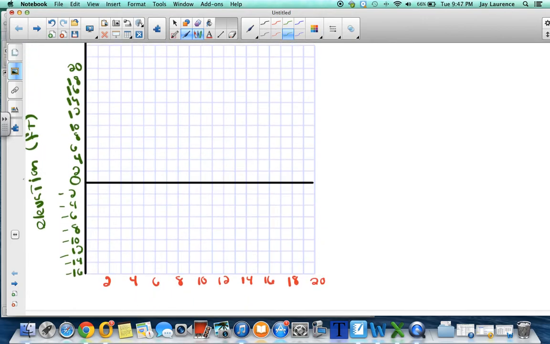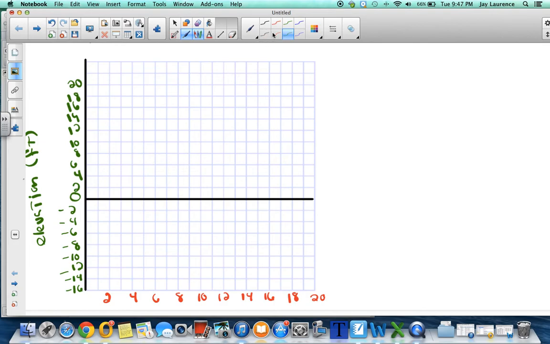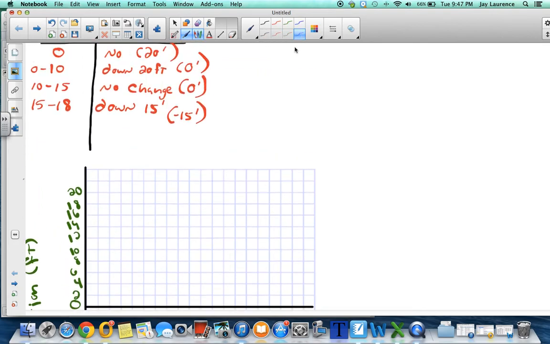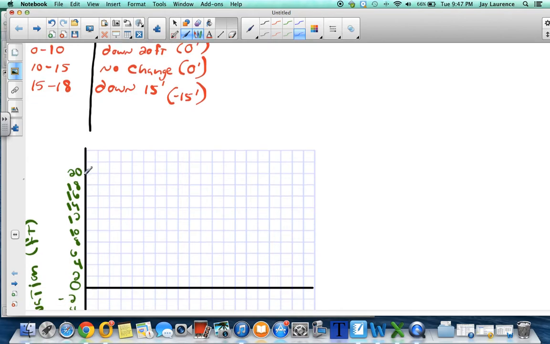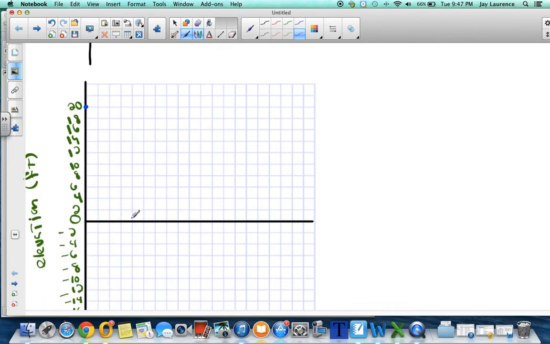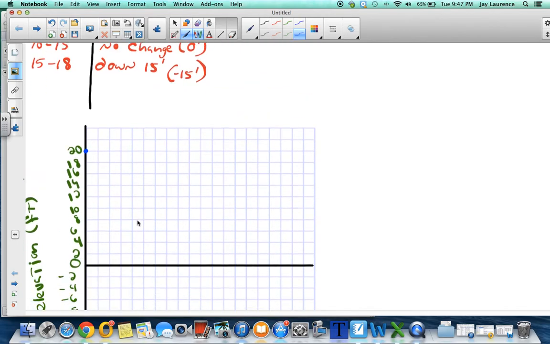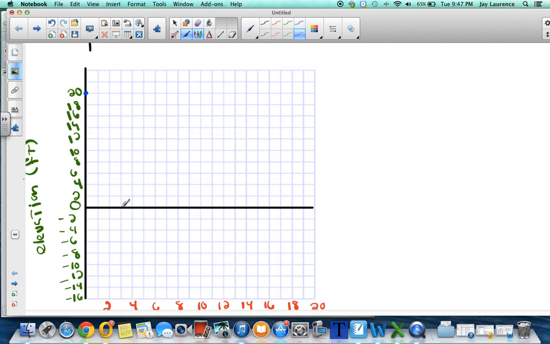Okay, so we know that according to our table here, at time zero, we're at 20 feet. And then at 10 seconds, we're at ground level. So what am I counting about? So that's 2, 4, right? Okay, 1, 2, 3, 4, 5, 6, 7, 8, 9, 10 is right there. And so the first part of the graph looks like this.